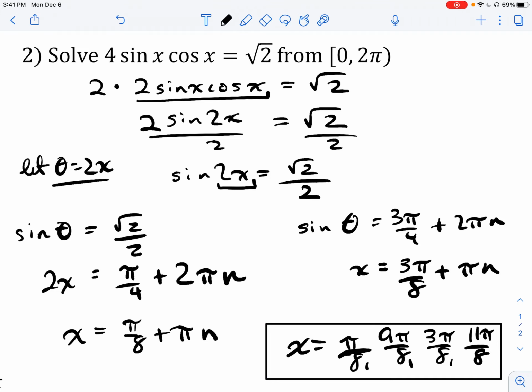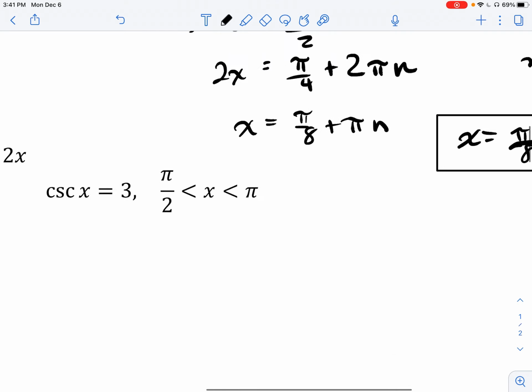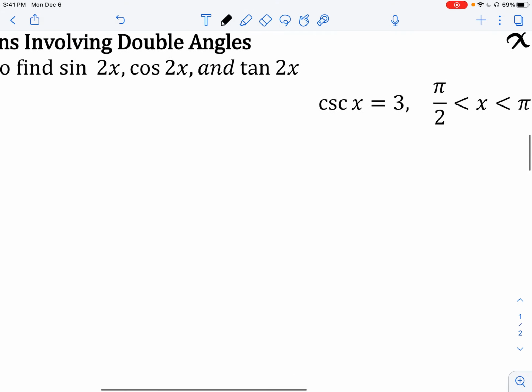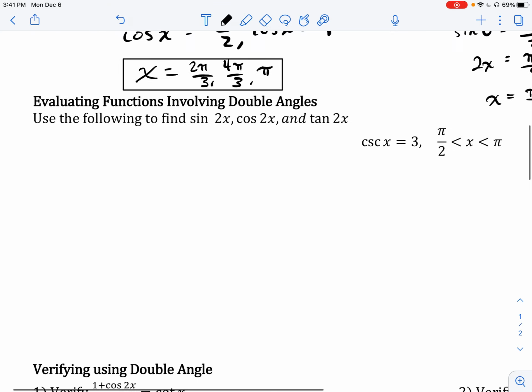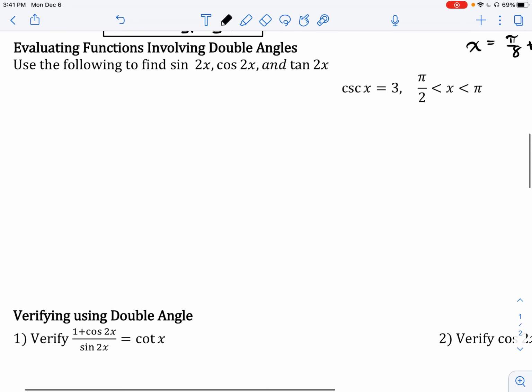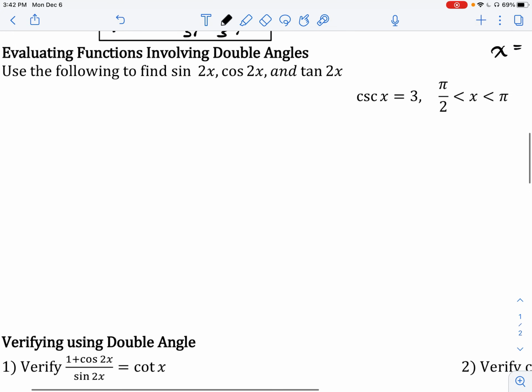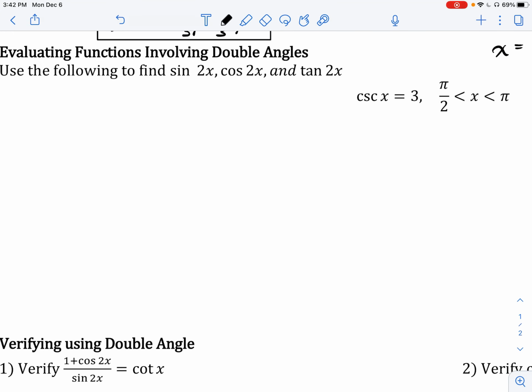Okay. All right. Let's do an evaluating problem using our double angles, and I'll do one and give you some time to try the other ones on your own. Okay, so let me actually just zoom in on this. Just trying to find the right window here. Okay. All right. So let's use our double angle formulas to evaluate some trig functions here.